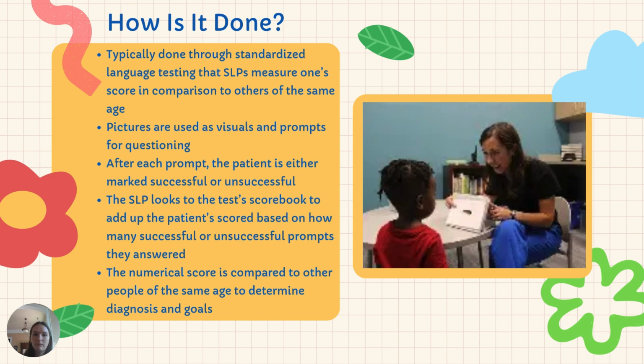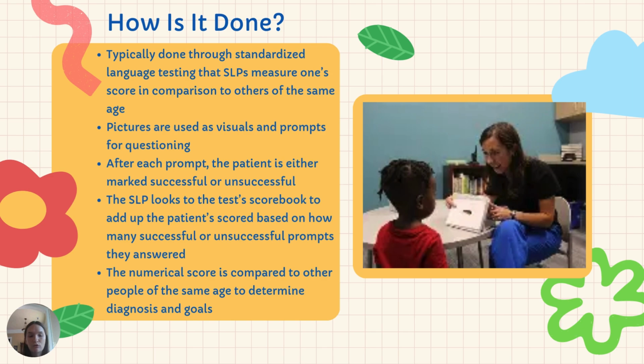And what it is, they all have their own specific language areas that they target, but it is basically there's a picture on one side that the child is seeing, and there's a question prompt on the other side of the book that the SLP is reading to the child, as you can see in this picture. And pictures are used as visuals, and they're prompts for questioning. After each prompt, the patient is either marked successful or unsuccessful, and the SLP looks to the specific test scorebook to add up the patient score based on how many successful or unsuccessful prompts they answered.